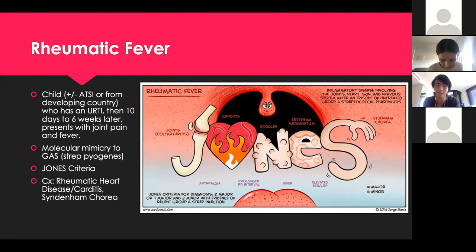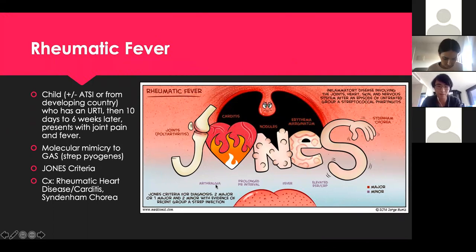And then 10 days to 6 weeks later, they're going to have joint pains, they're going to have fevers, they might have heart problems. And this is due to molecular mimicry. Your immune system's going to think that certain areas of your body are actually Strep pyogenes and attack it. And you're going to present with Jones criteria. So this is the mnemonic to remember. They're going to have joint arthritis, they're going to have carditis, so either heart failure symptoms or valve disease. They're going to get subcutaneous nodules. They're going to get erythema marginatum, which again is a rash we'll talk about in a bit. And then Sydenham's chorea, where they present with sporadic jerky movements in their extremities.